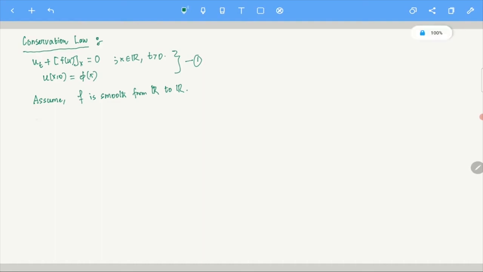Now, have we seen this sort of problem? Of course we did. Let f(u) be u squared by 2. You do realize that this is a very valid problem here, because f(u) equal to u squared by 2 is a smooth function. Once you take that, equation 1 becomes u_t plus u u_x equals 0, with u at the point (x, 0) equal to phi of x. Let's say that's your equation 2. Have you seen this problem too? Of course we did. This is called the Burgers equation.